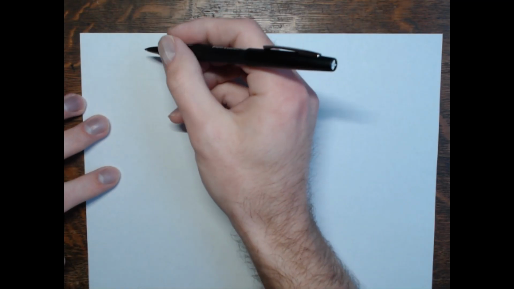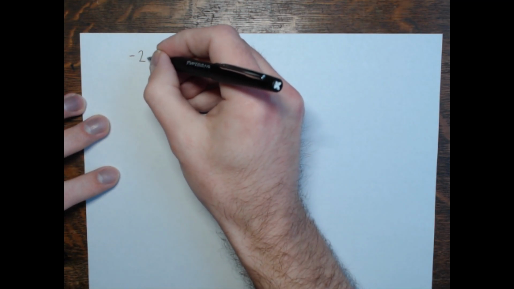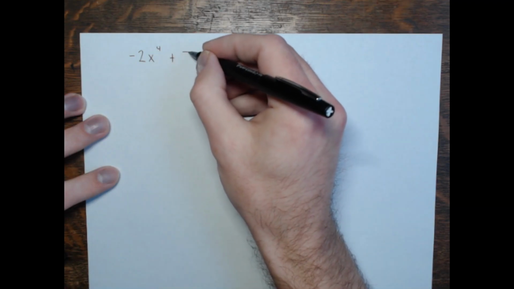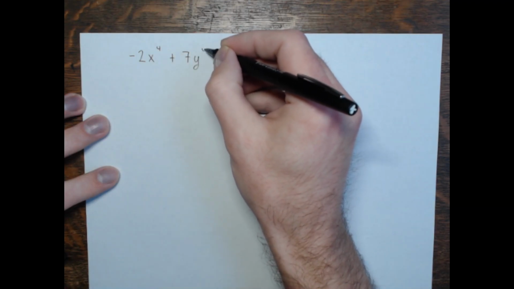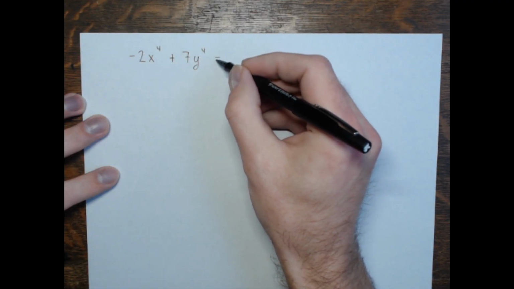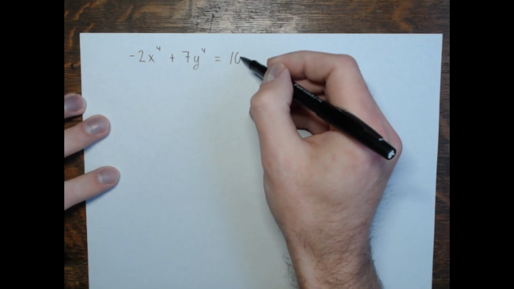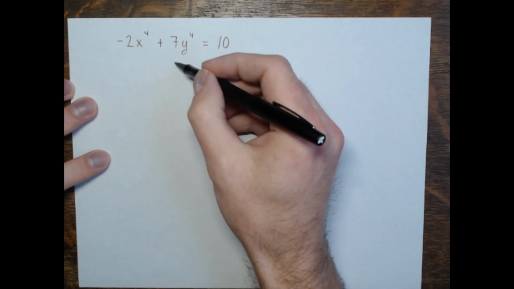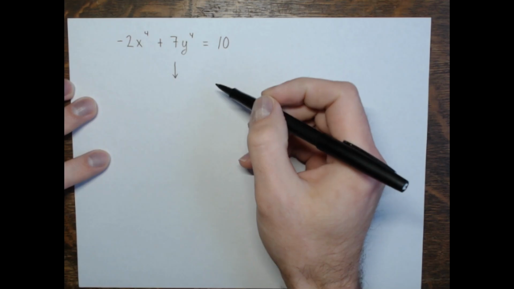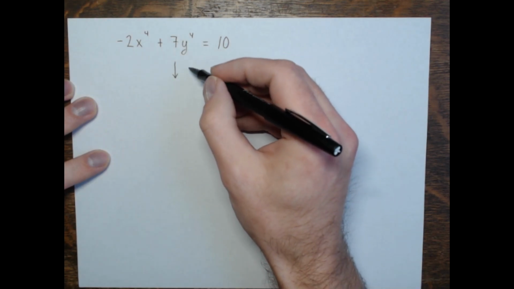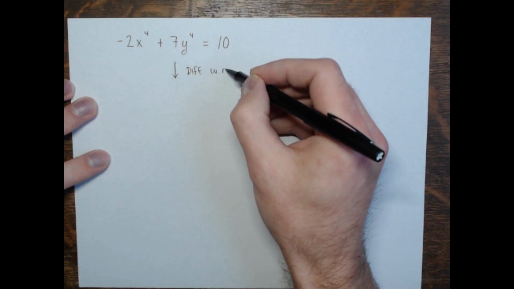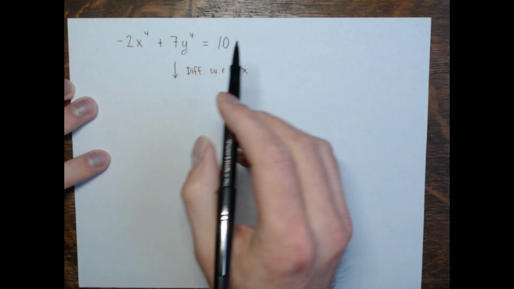Okay, so I've got this is the equation of our curve, -2 times x to the 4th plus 7 times y to the 4th, and this should always be equal to 10 no matter what point you're at on the curve, right? So let's do the first derivative. First things first, find the first derivative. So I'm going to differentiate both sides with respect to the independent variable x.